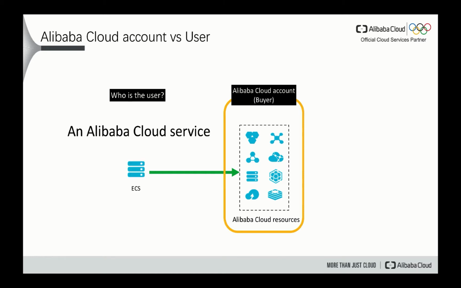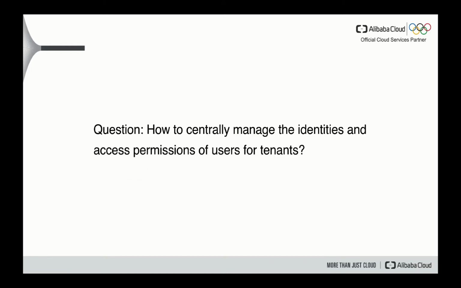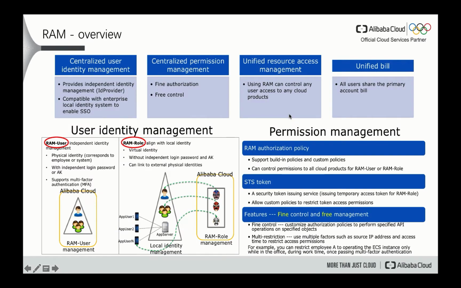And also even one of the cloud services like ECS. The ECS may want to talk to something like OSS or RDS, and the cloud service may come from your own Alibaba Cloud account, or it may come from another Alibaba Cloud account. So all these scenarios bring us a big question: how can we centrally manage the identities and access permissions of users for our tenants?